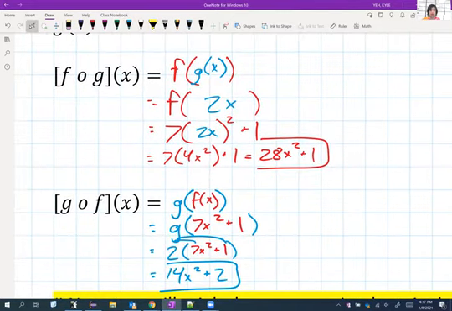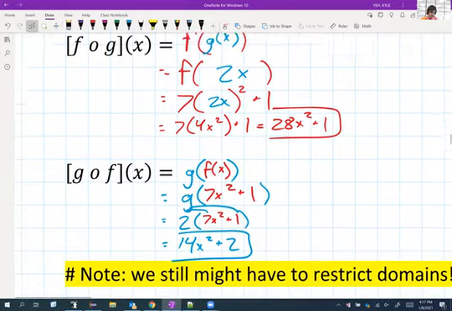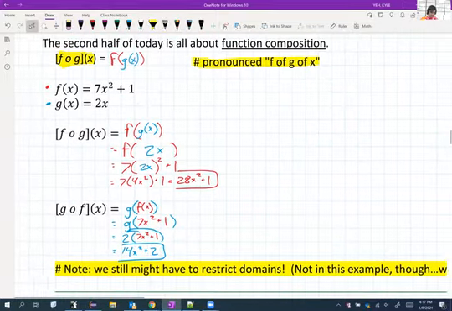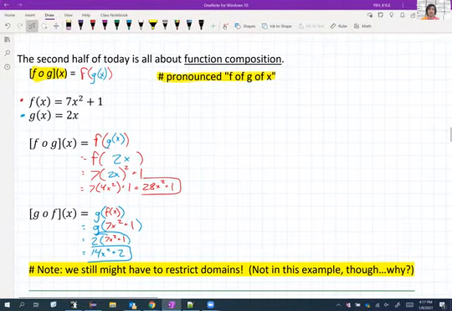So function composition, kind of a weird new thing, but we're going to practice it. We're going to run through a few examples, and then we will call it a day. I do have a note here, though, that if one of these functions had division in it, we would have to remember restricting the domain. Even though it's a new operation, we still got to remember that. But fortunately, there was no division, so we don't have to think about that step.